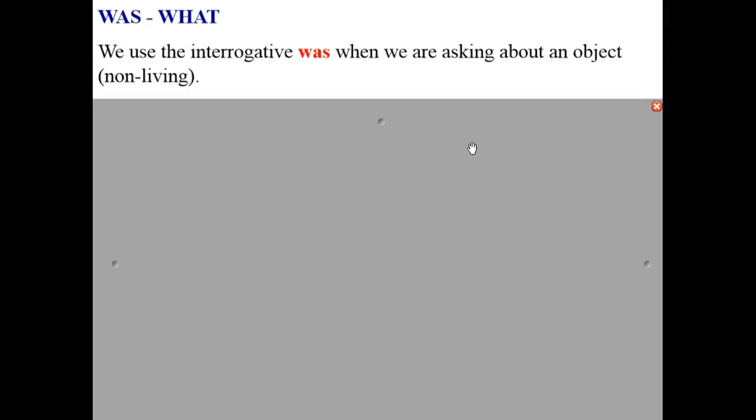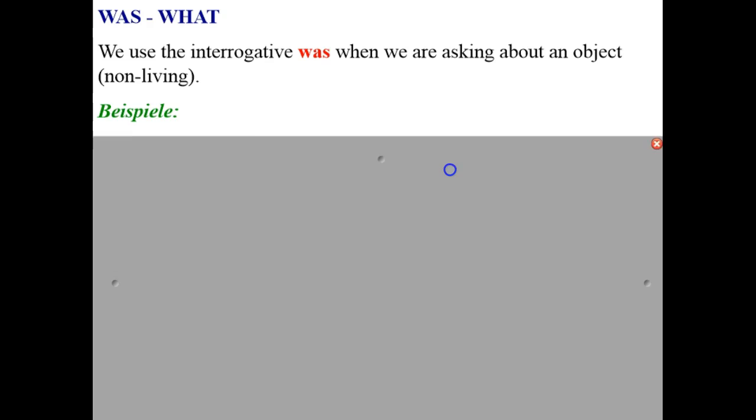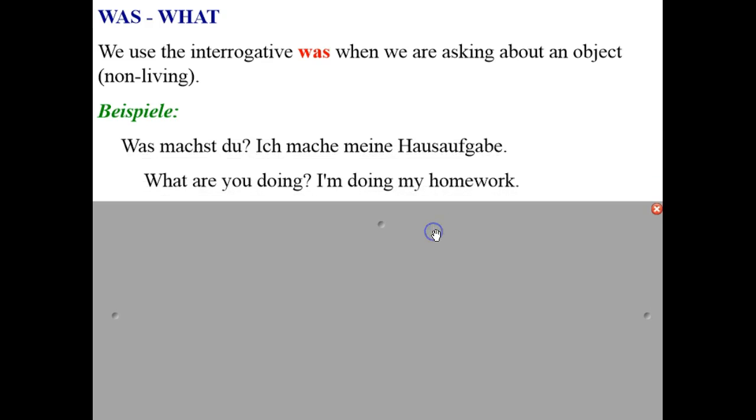Was? What? We use the interrogative was when we are asking about an object or a non-living thing. This can be nominative or accusative. A few examples. Was machst du? Ich mache meine Hausaufgabe. What are you doing? I'm doing my homework. Even though my homework is the direct object, it's a non-living thing, so we would use the question word was.